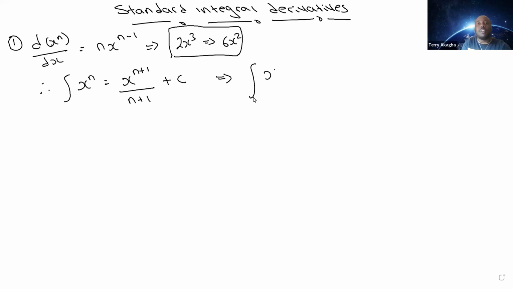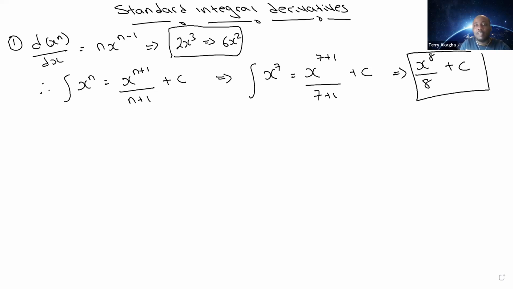So integrating x raised to the power 7. Now that will give you x. You add 1 to this, it will be 7 plus 1 divided by 7 plus 1 plus c. Can you see? Now you simplify it further. It will be x raised to the power 8 divided by 8 plus c. And that is the answer.